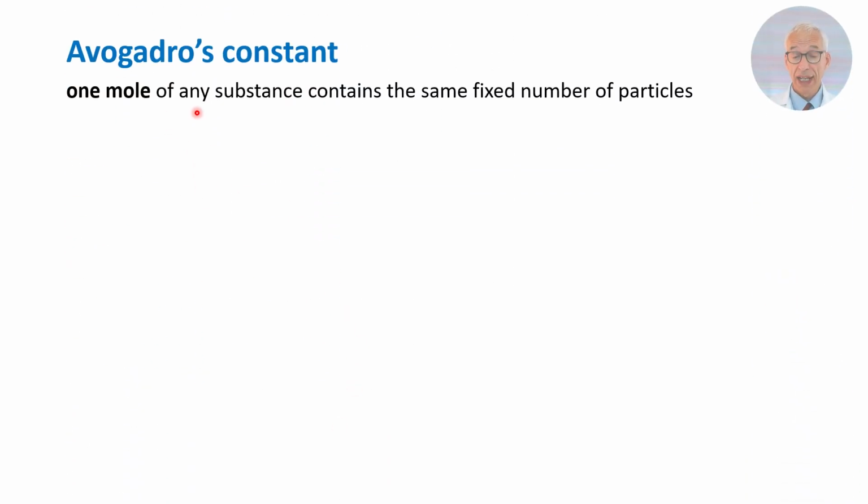1 mole of any substance contains the same fixed number of particles. That number is 6.02 times 10 to the 23. It's called the Avogadro constant.